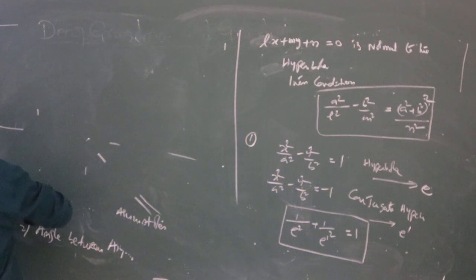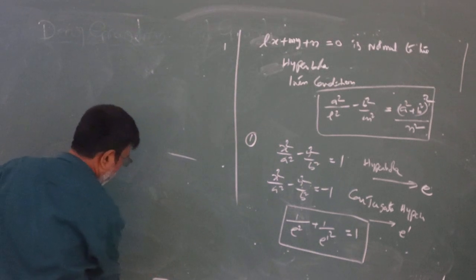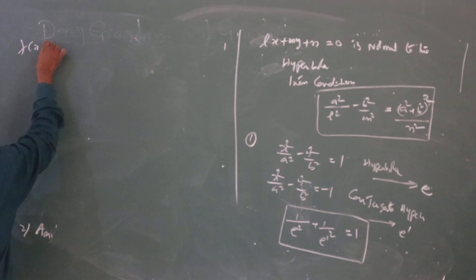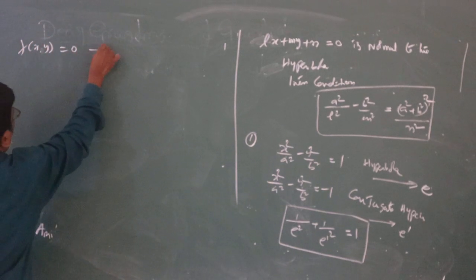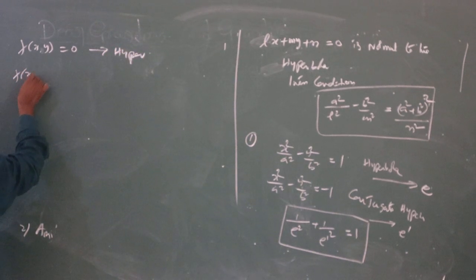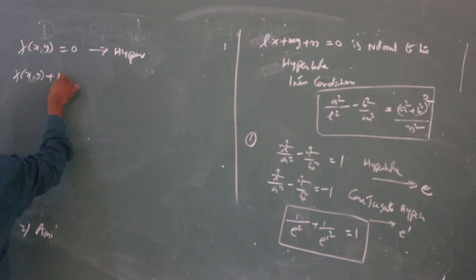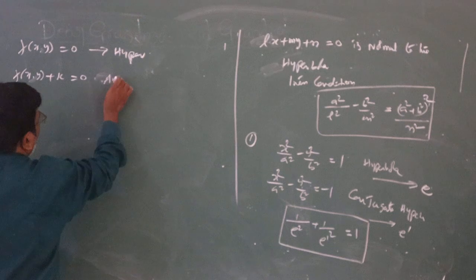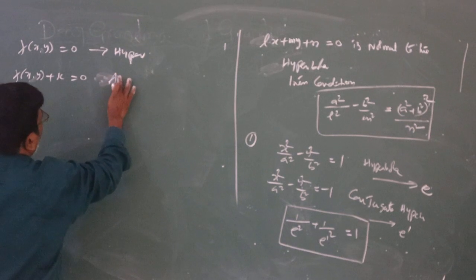Now listen, suppose f of (x, y) equals 0 is the hyperbola. Then f of (x, y) plus k equals 0 is the auxiliary, that is, the asymptotes equation.